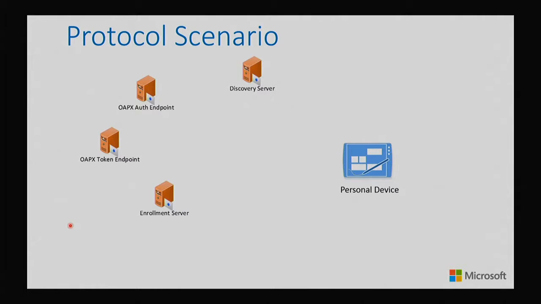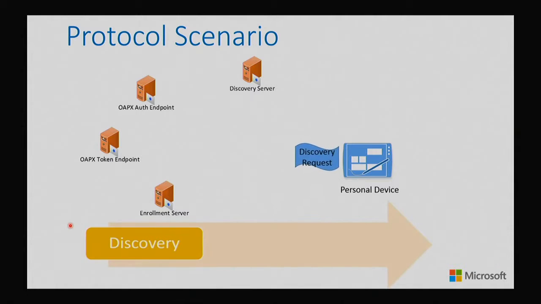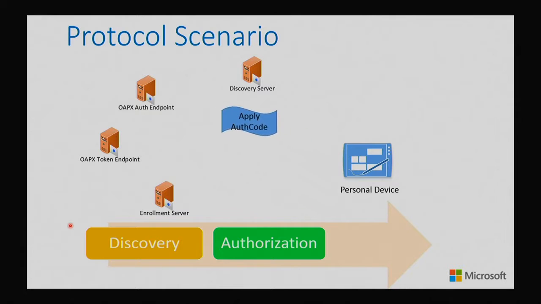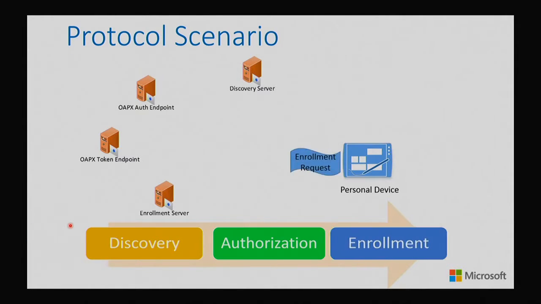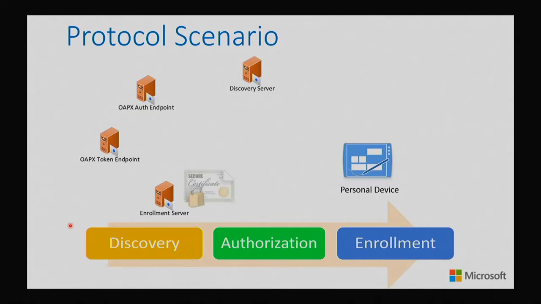Now let's see how the workspace join scenario works on the wire. Firstly, the personal device should contact the discovery endpoint to find out which endpoints it should use. The next step is called authorization. The device should contact two OAPX endpoints to authenticate the user and grant an access token. The last step is that the device contacts the enrollment endpoint so that it will get a device certificate.